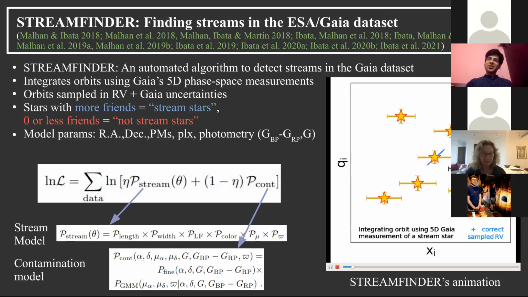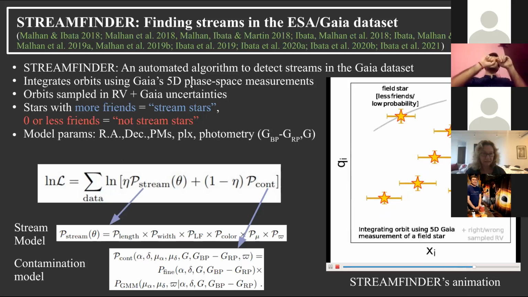And with that motivation, I started my PhD back in 2016 at Strasbourg to basically build an automated algorithm that can detect streams in the Gaia dataset, keeping in mind that Gaia will not have radial velocities for a majority of halo stars. So just to quickly review what StreamFinder is doing: StreamFinder uses Gaia's 5D phase space measurements for a given star.